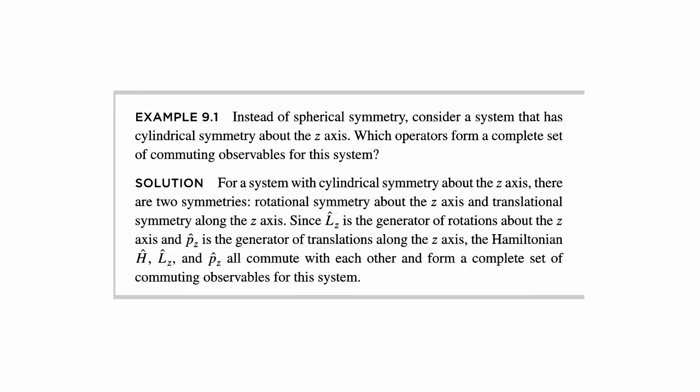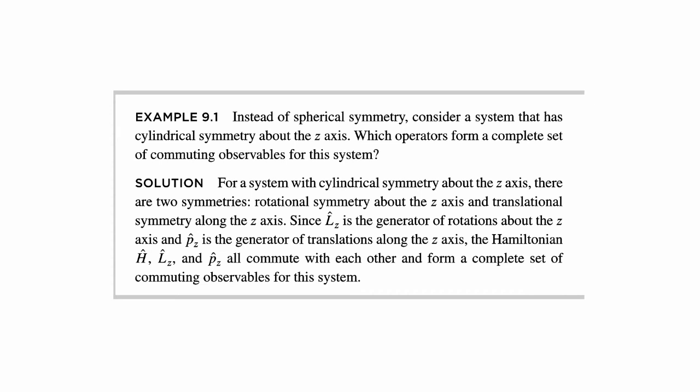So this is an example of the fact that finding the complete set of commuting observables for a given system depends on the symmetry. So this is a beautiful example on a cylinder where you would use a different symmetry. So H, Lz, and Pz will actually be the right quantum numbers.